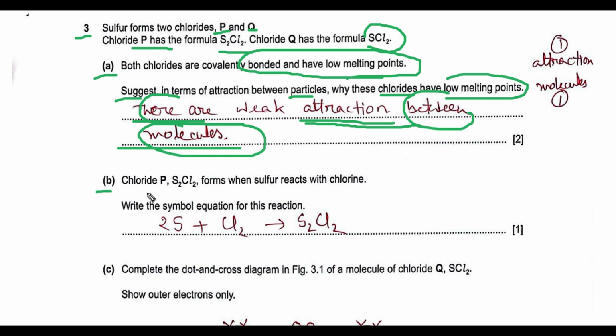B, chloride P, S2Cl2, forms when sulfur reacts with chlorine. Write the symbol equation for this reaction. Sulfur reacts with chlorine to form S2Cl2, so 2 sulfur atoms on the left-hand side, 2 sulfur on the right-hand side, chlorine 2. The equation is balanced.